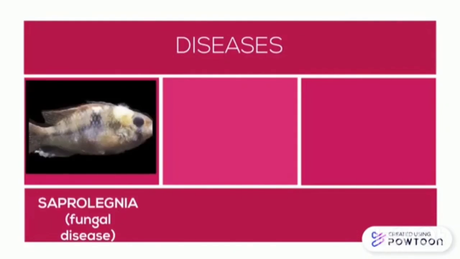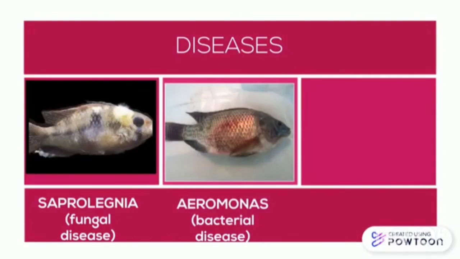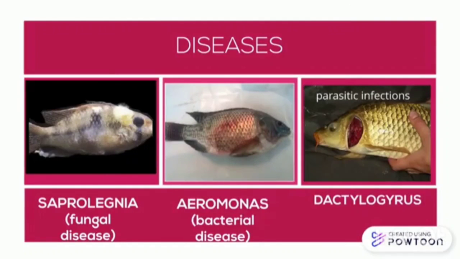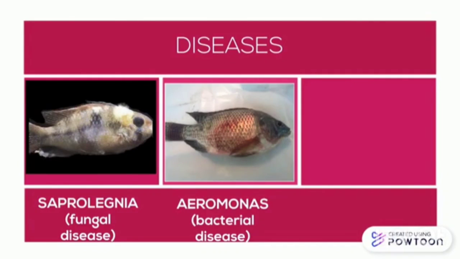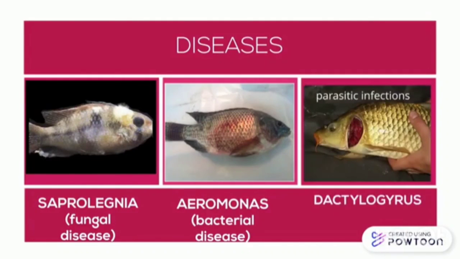When it comes to bacteria, the most common infection is Aeromonas, also known as an endemic disease. It can be treated using antibiotics. Finally, the most common parasitic infection is Dactylogyrus, and it can be treated using formalin.